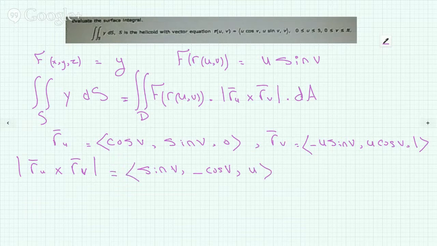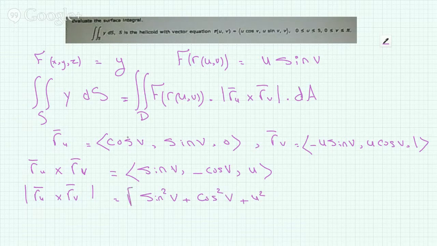And now, this was just the cross product, not the magnitude, it's a vector. Now I could take the magnitude of this cross product. So it'll be the square root of sine squared v plus cosine squared v, which is 1, plus u squared. So this gets me root of 1 plus u squared. And now I can go ahead and plug into the integral.